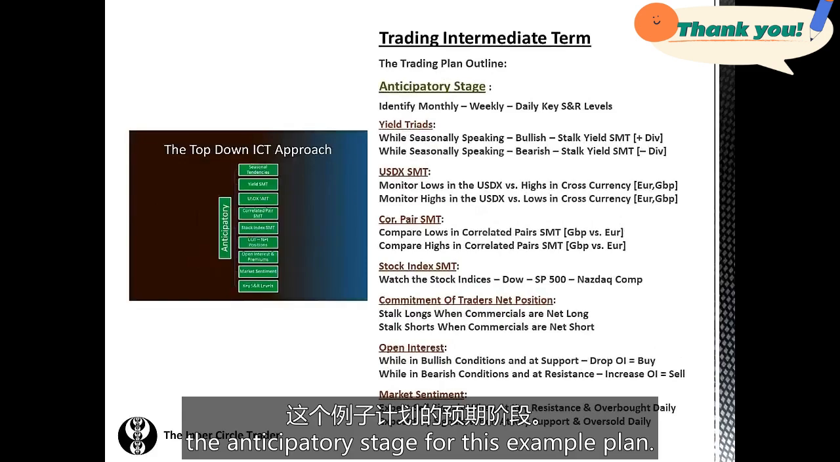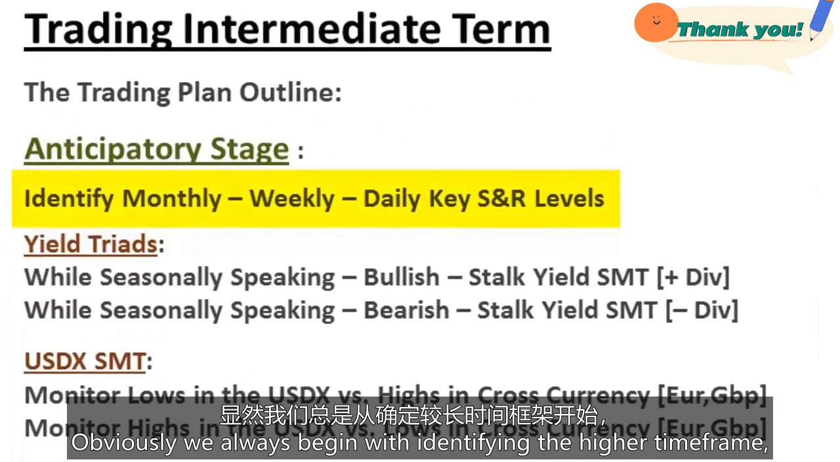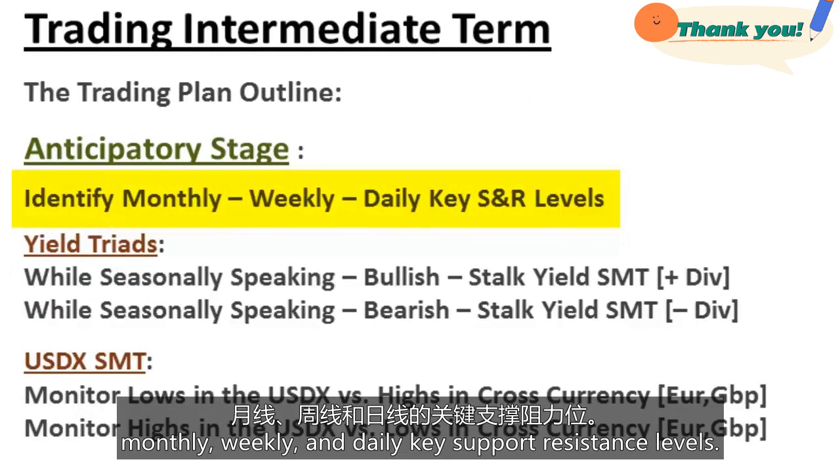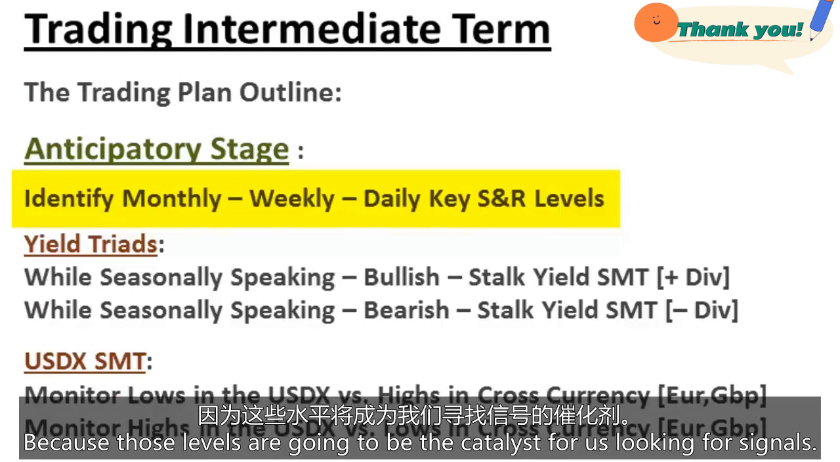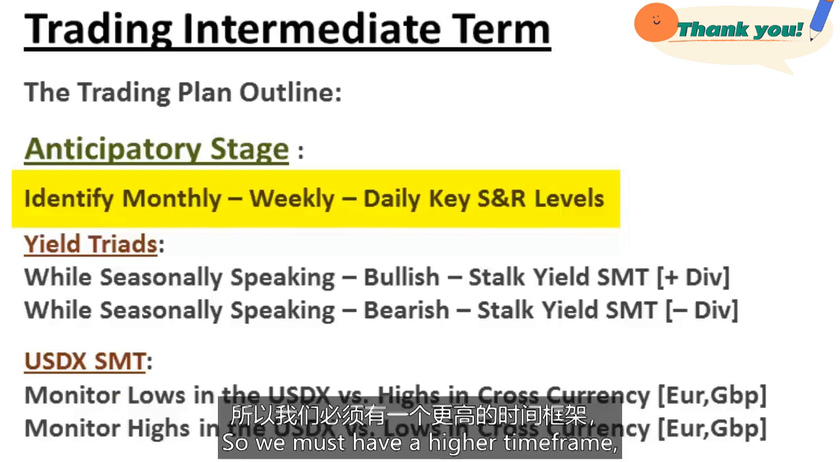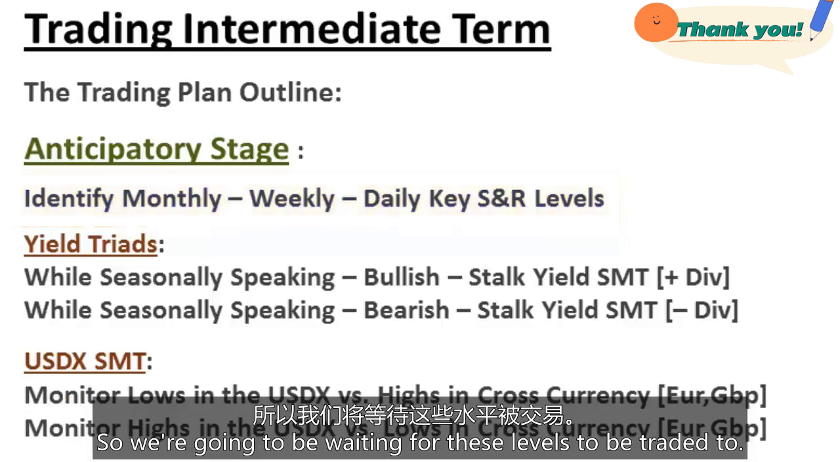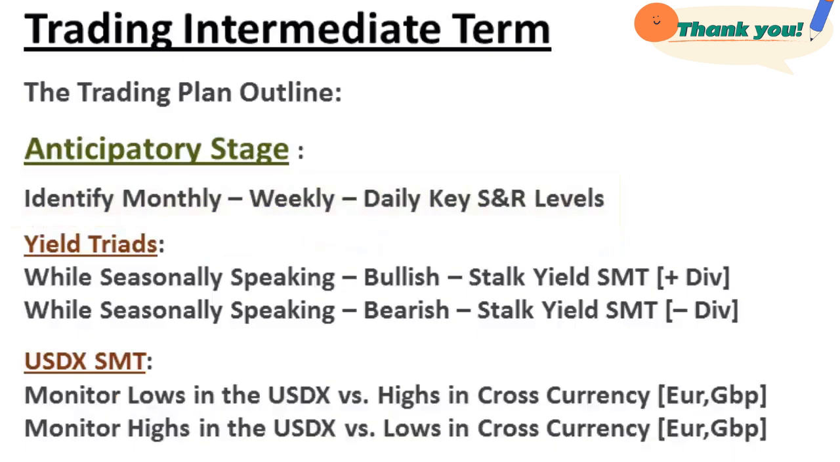Okay, the anticipatory stage for this example plan. Obviously, we always begin with identifying the higher time frame, monthly, weekly, and daily key support and resistance levels, because those levels are going to be the catalyst for us looking for signals. So without these levels, we're not going to be taking a trade. We must have a higher time frame, monthly, weekly, or daily key support and resistance level to facilitate a trade. So we're going to be waiting for these levels to be traded to.